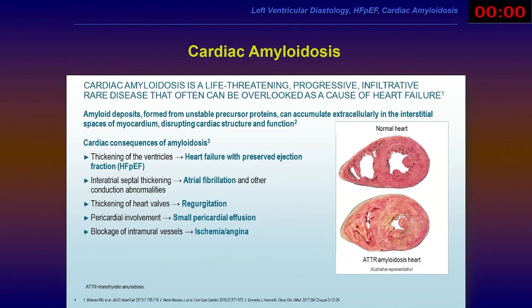So amyloid deposit formed from unstable precursor proteins, which is the amyloid protein, can accumulate extracellularly in the interstitial spaces of the myocardium, disrupting cardiac structural function.